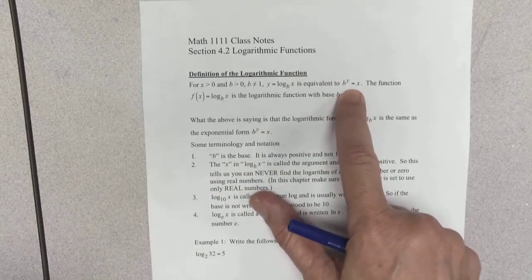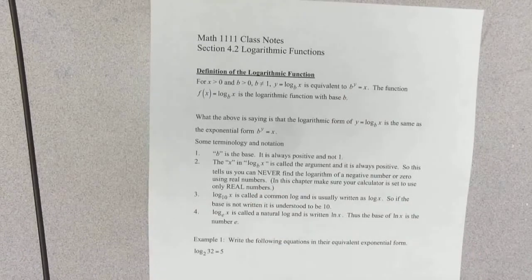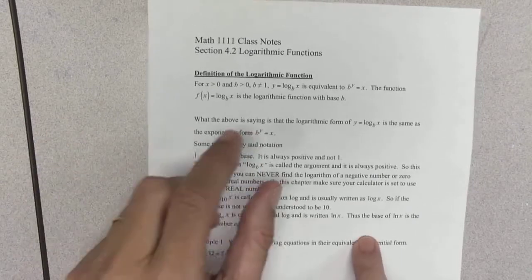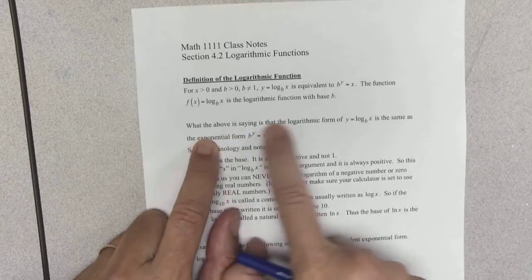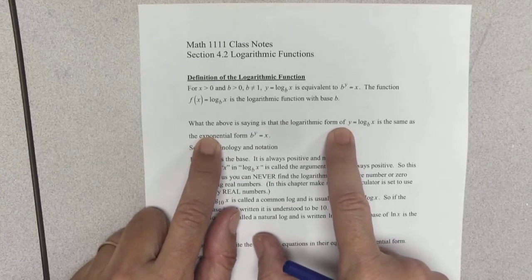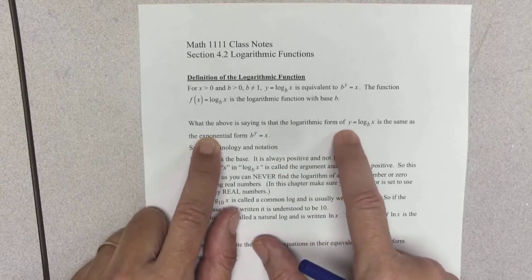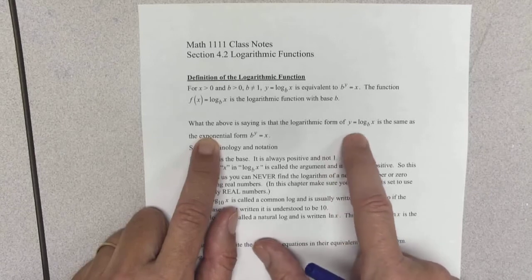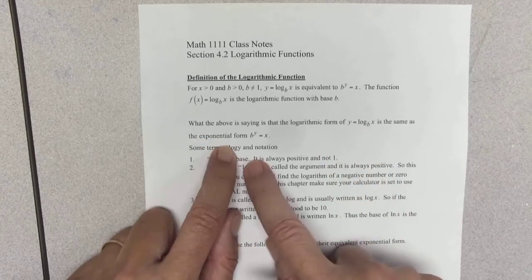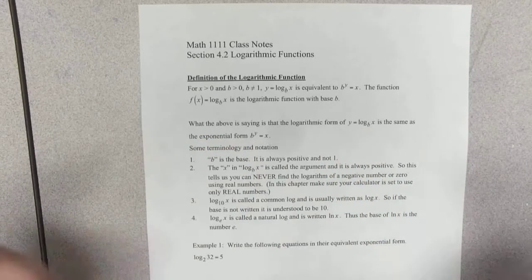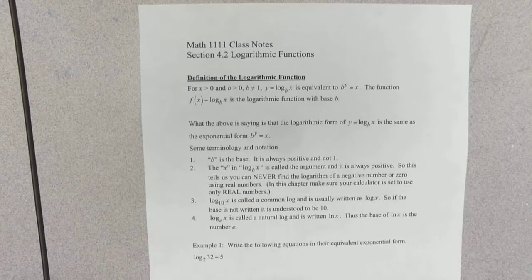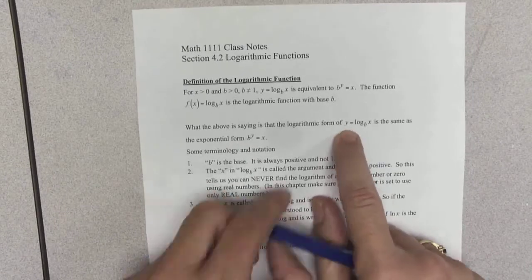Now you look at it, it's like, no, that doesn't help. I hate logarithms. I'll never understand logarithms. I give up. But logarithms aren't that bad. What the above is saying is that the logarithmic form y equals log base b of x is the same as the exponential form b to the y equals x. I'm like, well, that doesn't help. I still don't know what a logarithm is. But you can do this.